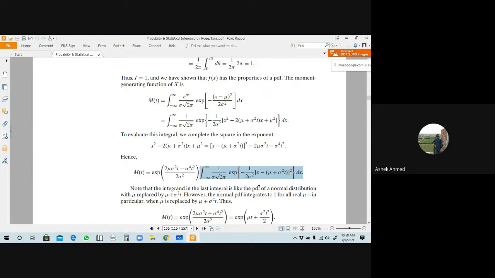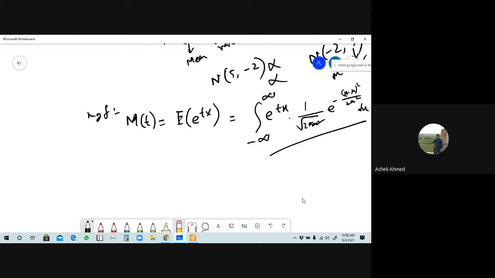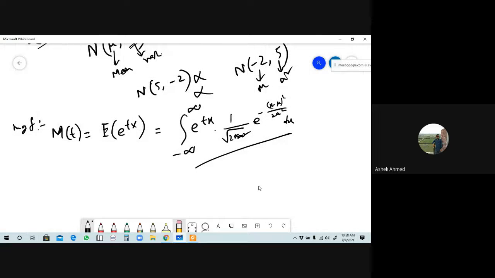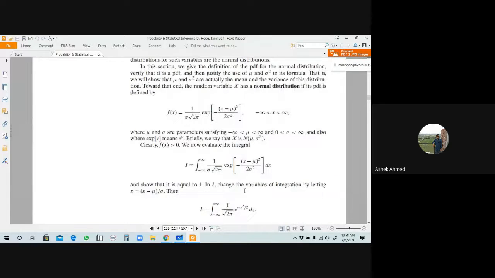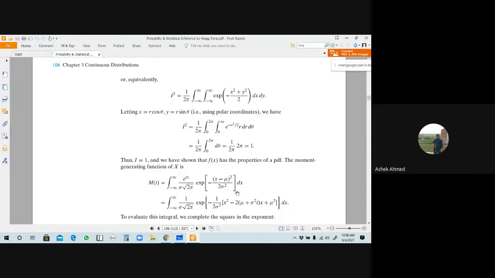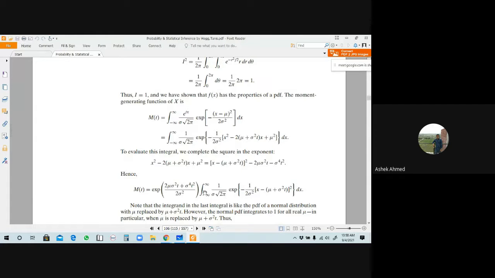But in the last term, you can compare that this term is similar to the value of this term. If you compare this with the value, you can say that this value and this value are the same here.